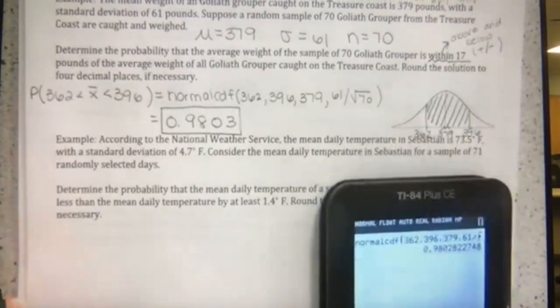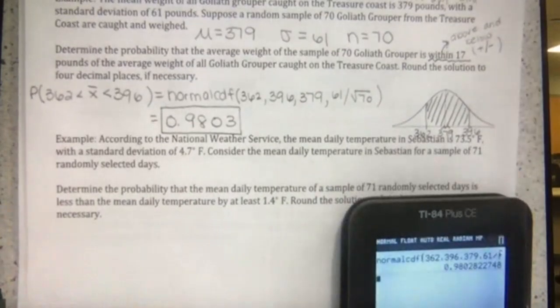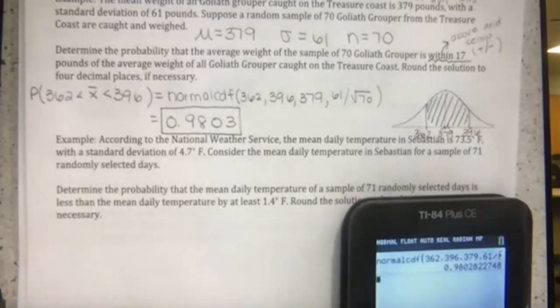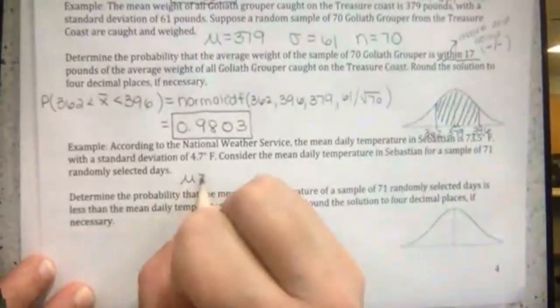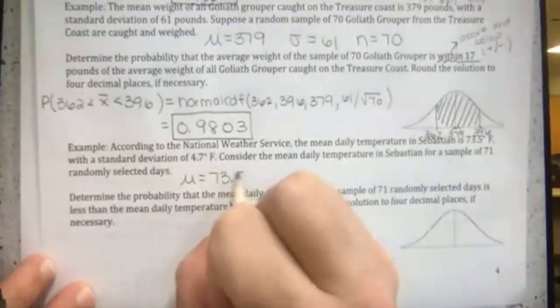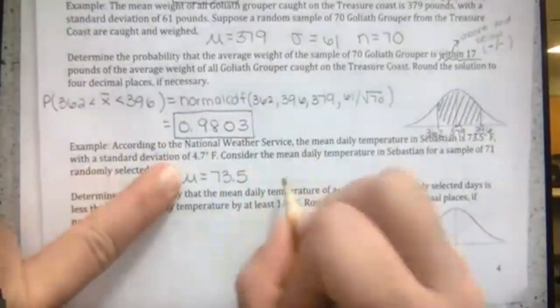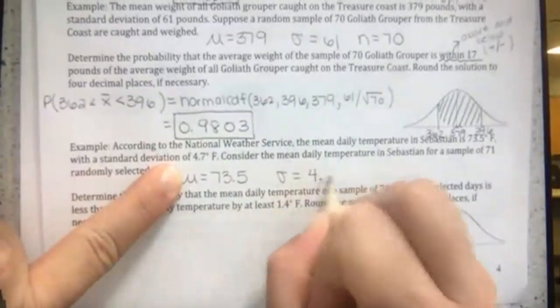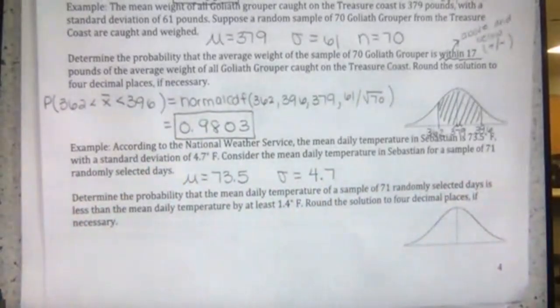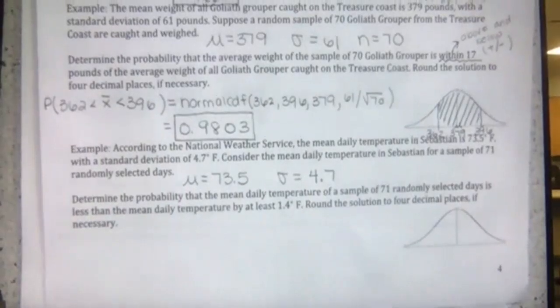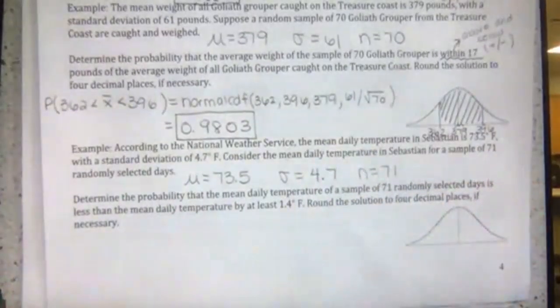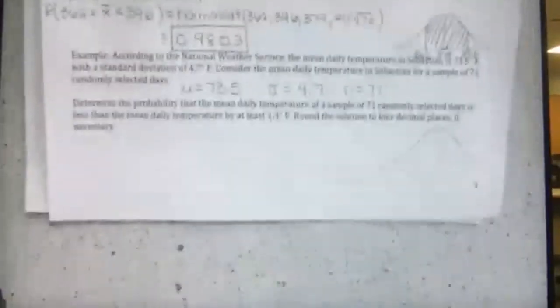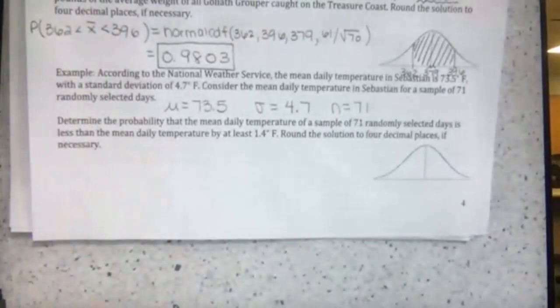One more, we'll be halfway done, so we'll take a break. According to the National Weather Service, the mean daily temperature in Sebastian is 73.5 degrees Fahrenheit. So that's our mean. So let's go ahead and write that as our mu. Our mu is 73.5. With a standard deviation, so our sigma is 4.7. Consider the mean daily temperature in Sebastian for a sample of 71 randomly selected days. So our sample size, our n, is 71. Determine the probability that the mean daily temperature of a sample of 71 randomly selected days.